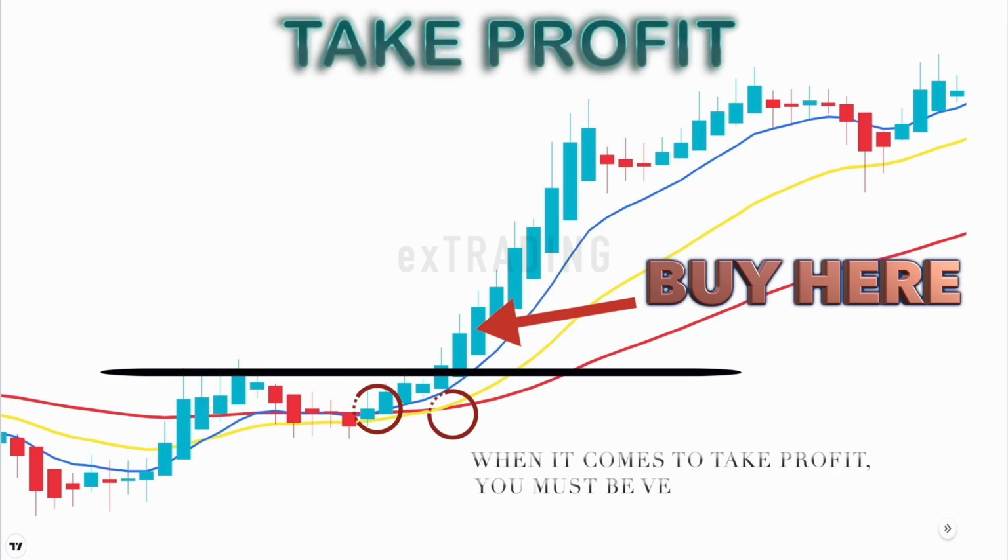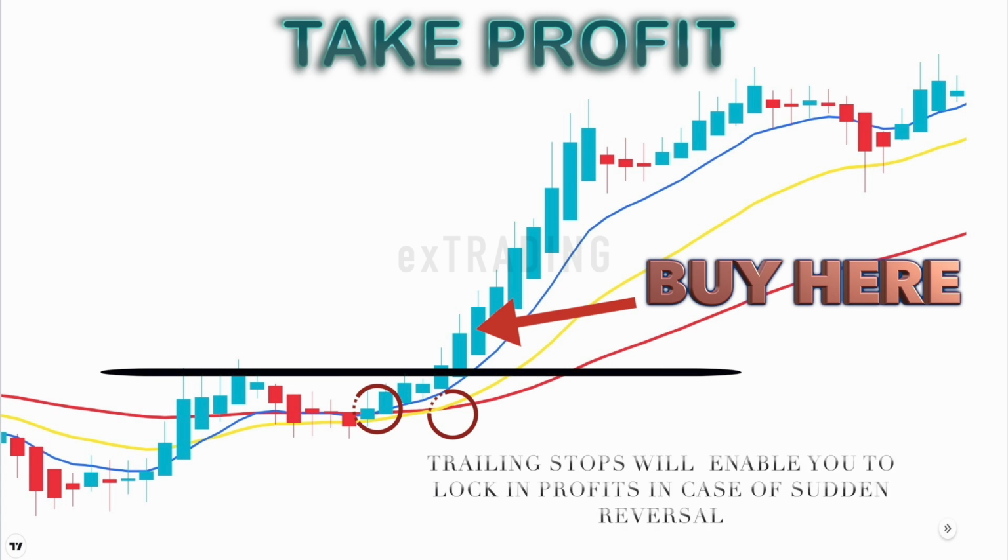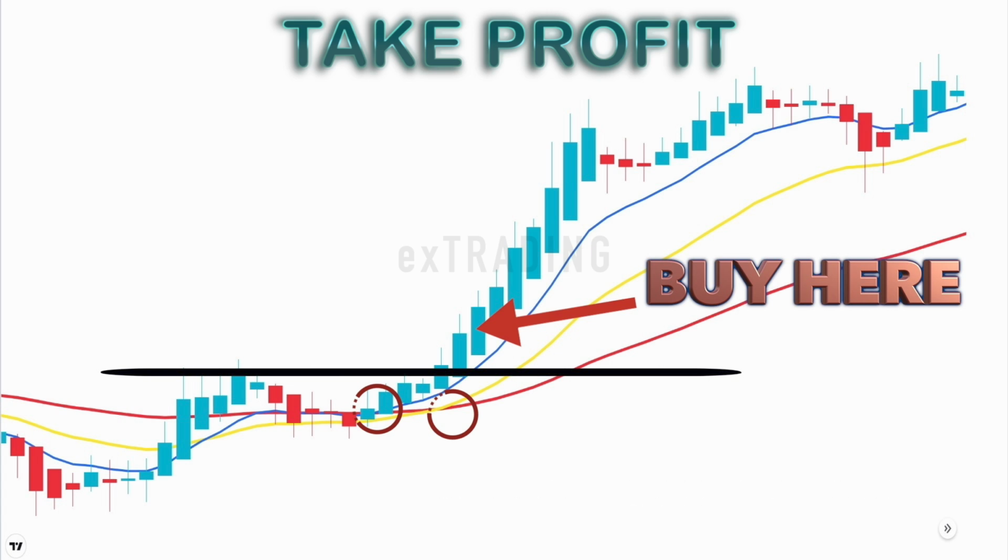Now when it comes to take profit, you must be very consistent. You can use previous swing low or high as your profit targets. Another option is not to place a fixed profit target but use a trailing stop behind each lower swing high or low when the price moves in your favor. This way, you can get maximum profits until you get stopped out. Trailing stops will also enable you to lock in profits in case of sudden reversal that may take out your profits immediately.